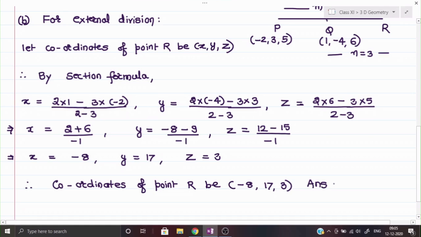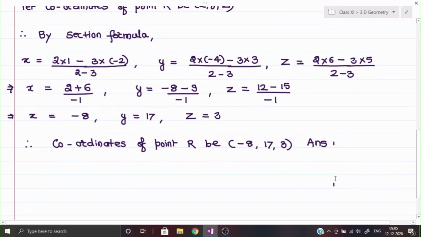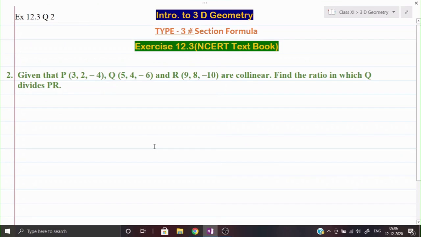If any calculation mistake is there in these two parts, I will correct it. Okay, so we can see afterwards if we have made any calculation mistake. Otherwise the mechanism whatever we have applied is right. Now let us see the second question.